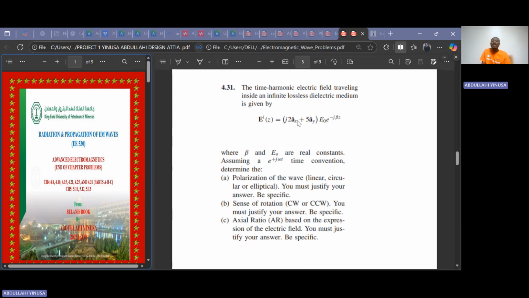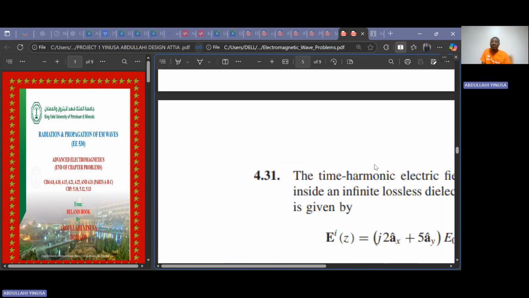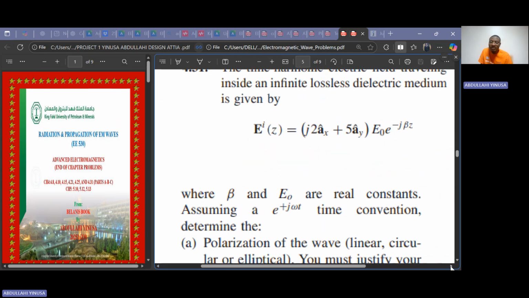How do we get the polarization? Merely by just looking at this. In order to get the polarization, just as we did the other time, we first look at whether they have the same magnitude. What's the magnitude of X? What's the magnitude of Y? Are they the same or different? If they are the same, then we will be looking at circular. However, in this case, they are different. Because of the difference, it is elliptical.